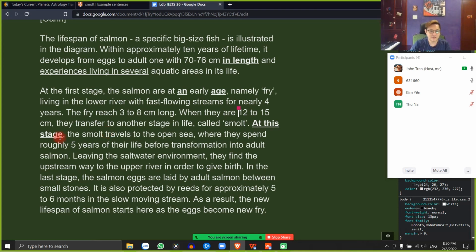Where they spend roughly. This whole relative clause gives information about the word open sea right in front of it, so it should be a defining relative clause, okay? So no comma.